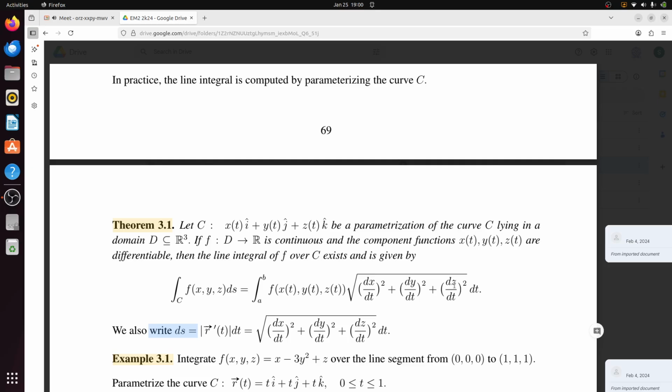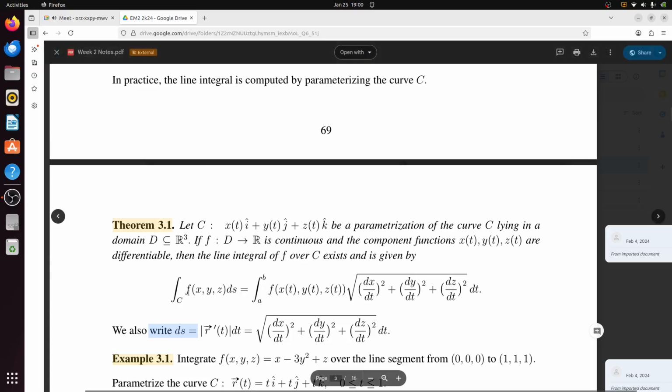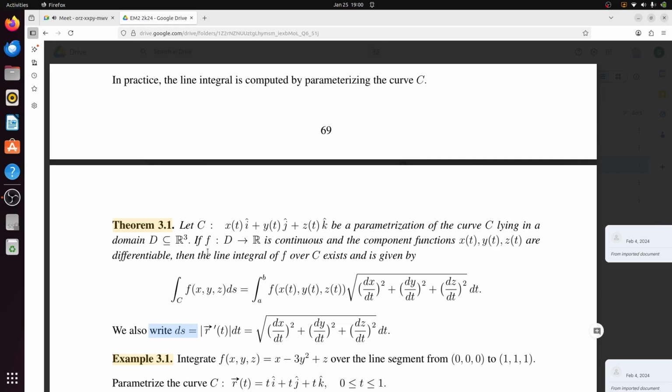Let C equal to x(t) i cap plus y(t) j cap plus z(t) k cap, which is a parameterization of the curve C lying in a domain D, and this D will always be a smooth domain in our case in R cube. If f from D to R is continuous and the component functions x(t), y(t), z(t) are differentiable, then the line integral of f over C exists and is given by integration over C f(x,y,z) ds equals integration from a to b f(x(t), y(t), z(t)) square root of (dx/dt) whole square plus (dy/dt) whole square plus (dz/dt) whole square dt.